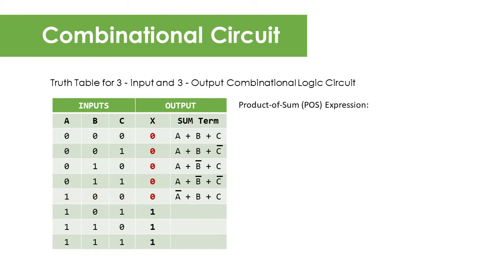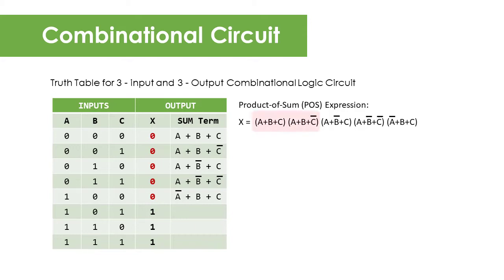Then, to generate the product of sums expression, we need to AND, or logically multiply, all the sum terms. As you foresee, the resulting circuit for this POS expression is quite huge compared with the SOP expression because of the number of zeros present in our output X. But similarly, we can apply Boolean algebra to simplify this expression in order to reduce the circuit.